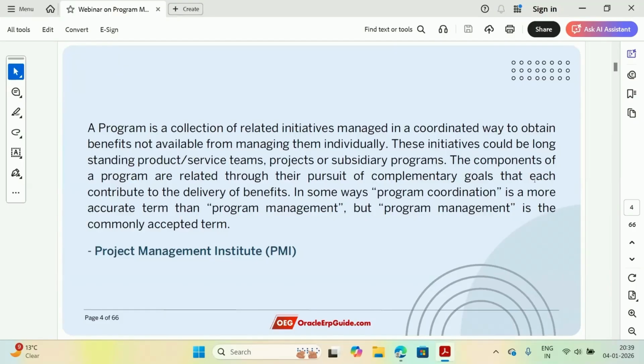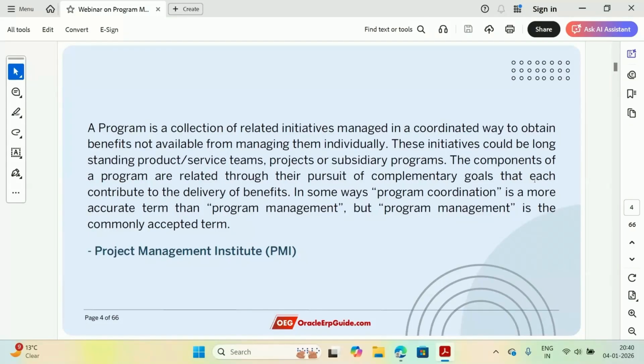What it says is a program is a collection of related initiatives. Okay, so it is a collection of initiatives which are interrelated, managed in a coordinated way. Some keywords: related initiatives, coordinated way, to obtain benefits which are not available from managing them individually. These initiatives could be long standing product or service teams, projects, or subsidiary programs. The components of a program are related through their pursuit of complementary goals that each contribute to delivery of benefits.